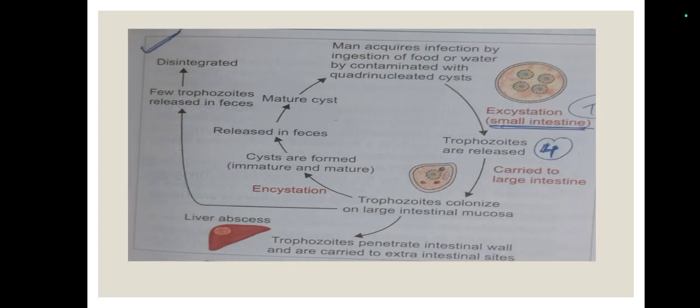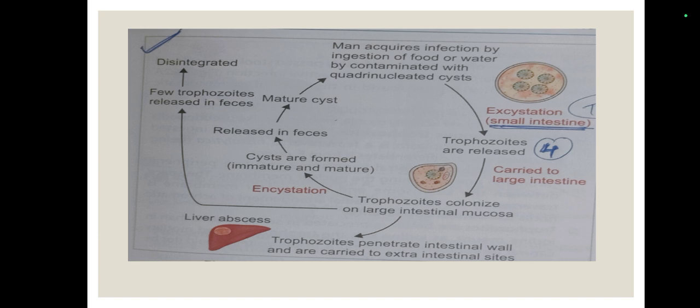Next, the life cycle. Man acquires infection by ingestion of food or water contaminated with the quadrinucleated cyst. It enters the esophagus, bypasses the gastric juice and reaches the small intestine. In the small intestine, we all know that trypsin is released. This trypsin lyses the membrane of the cyst. So it undergoes excystation, and then the trophozoites are released.